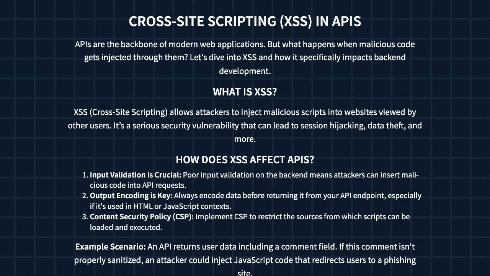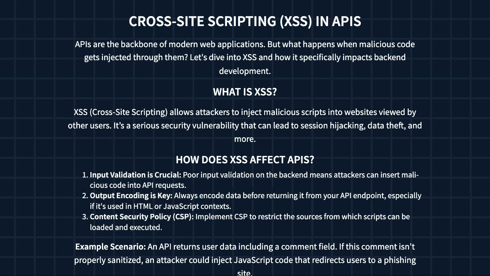Okay, so let's talk about XSS and how it plays into backend development. Basically, XSS is a way for attackers to sneak malicious scripts onto websites. Think of it like planting a tiny bomb that can cause all sorts of trouble. When we're dealing with APIs, which are the core of many web apps, this becomes especially important. The good news is there are ways to protect yourself. The main thing to remember is robust input validation. Always make sure you're checking and cleaning any data coming into your API.